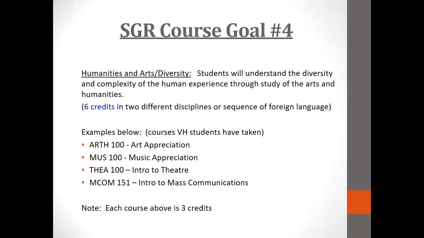So there are different sections of music appreciation. There's classical, there's jazz, there's rock and roll. A lot of people tend to like the rock and roll course the best. Intro to theater is also a course that people have taken. And intro to mass communications, we've had some great success this last year with intro to mass communications. Each of those are 3 credits. So that's SGR goal number 4.